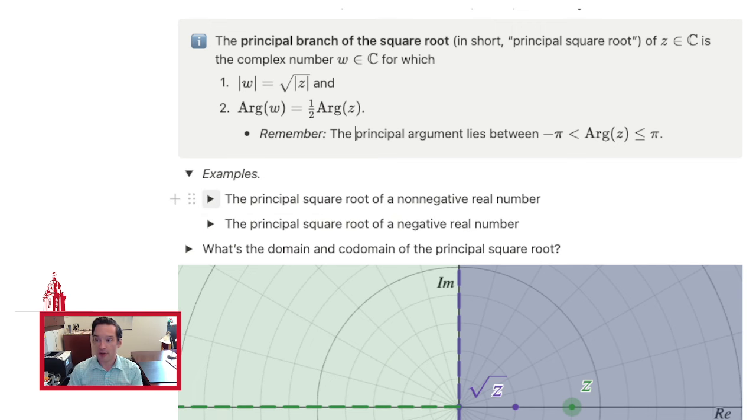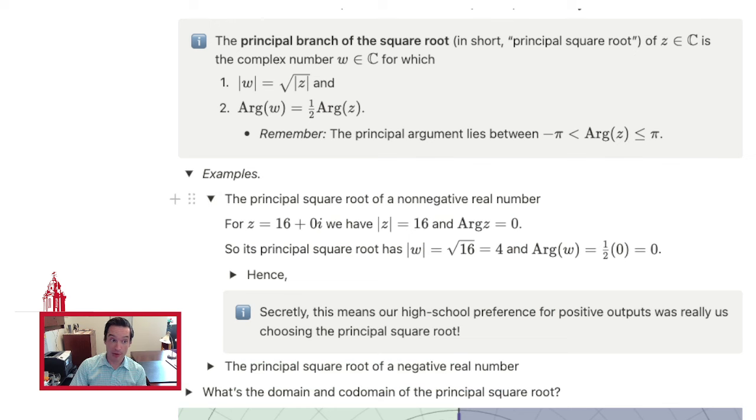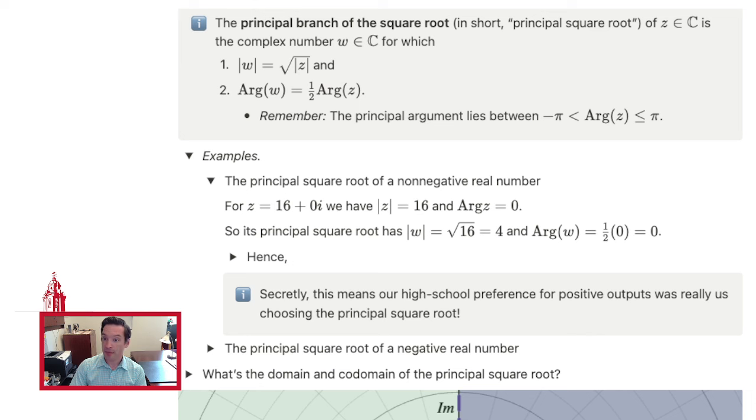Let's suppose that I start with a non-negative real number. What would the principal square root of that non-negative real number be? Well, if I start with the number 16, that is 16 plus 0i, its modulus is equal to the square root of 16 squared plus 0 squared, so the modulus is 16. And its principal argument is the angle between minus pi and pi, inclusive of pi, which measures the angle from the positive real axis. Well, this number is on the positive real axis, and so its principal argument is 0. To find its principal square root, we take the square root of its modulus, the square root of 16, which is 4.